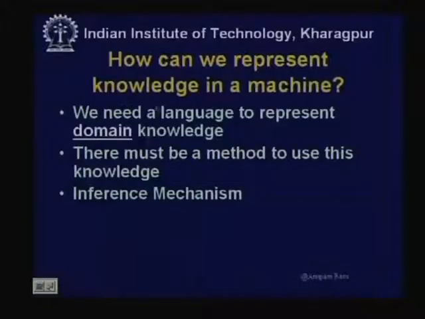One is the language, the knowledge represented in some language, and a method to use the language. In all, we must have a very powerful inference machine that can understand the language in which knowledge has been represented. So, a knowledge representation should include both the language to represent knowledge and an inference mechanism that can use this knowledge. These two together, when defined, give us a knowledge representation scheme.